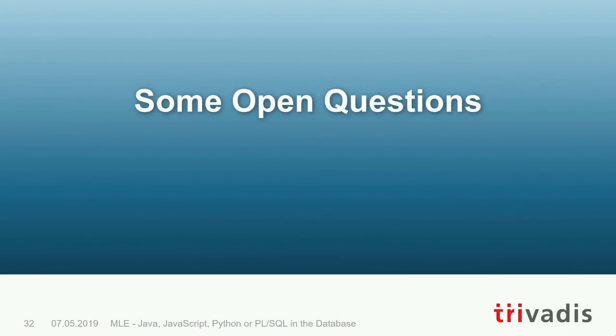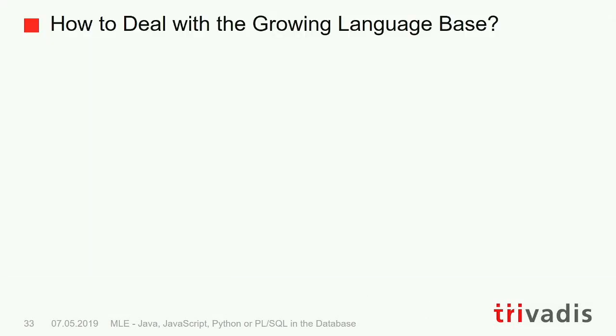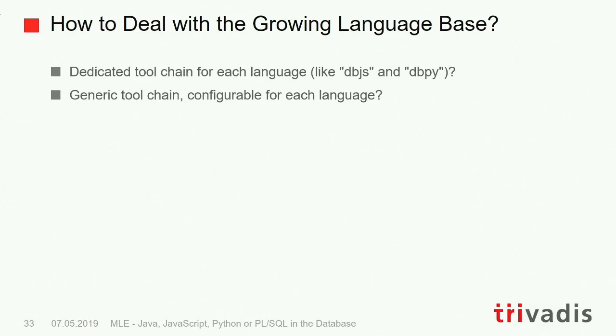So this raises a lot of questions. Where are we heading? One of the first questions I had: how do we deal with a growing language base? We get more and more languages. Basically everything could run on GraalVM. Do we get tons of DB tools, dbjs, dbpy, for whatever language? Or do we get some generic command line or a mixture of it?